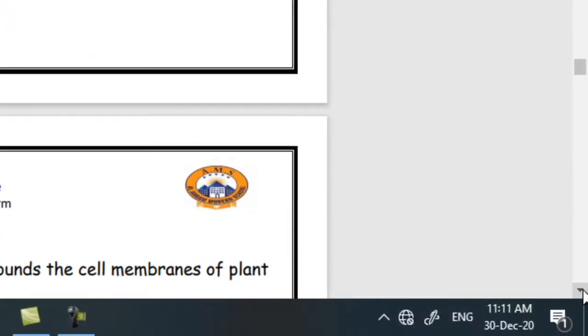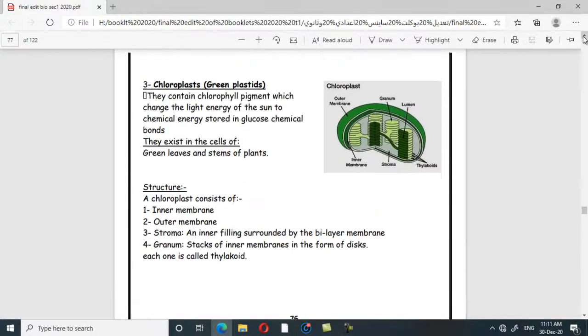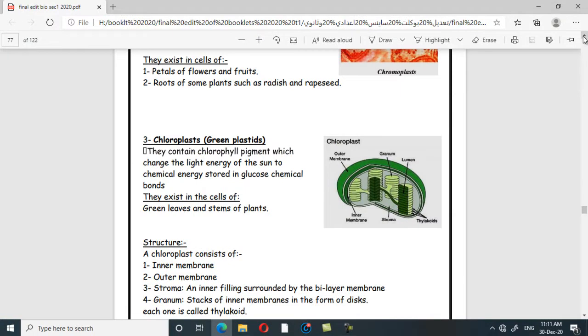Till now we have finished the membranous organelles and non-membranous organelles inside the cell.